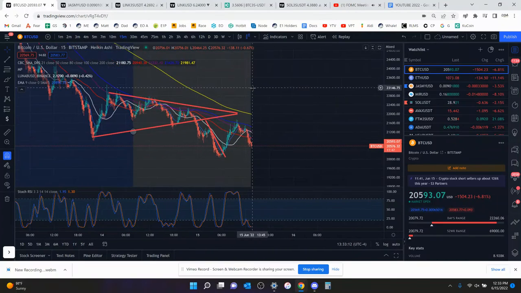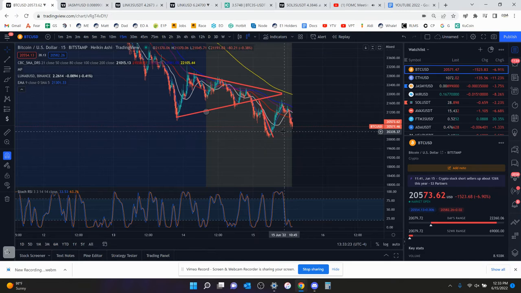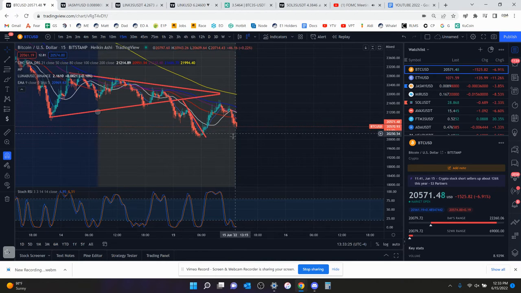All right, guys. So this triangle that we were in yesterday, it's a symmetrical triangle. It breaks to the upside 50% of the time or breaks to the downside 50% of the time. And based on we're in a bear market, we drop to the downside. Today is the day we lose 20,000. That's just my opinion. Yesterday, the low was 20,074, so $74 above 20K.